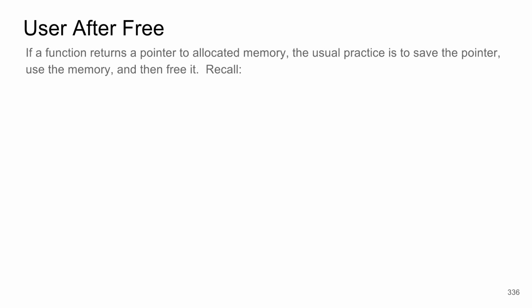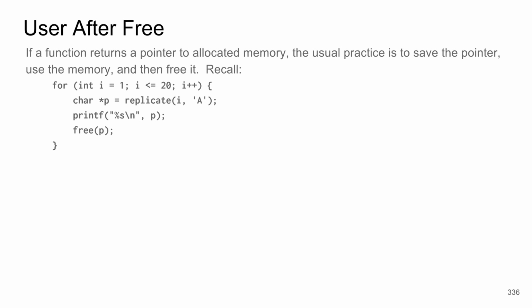So here's another example of an error. That should say use after free, not user after free. If a function returns a pointer to allocated memory, the usual practice is to save the pointer, use the memory, and then free it. So if you remember, this is our loop that we were just looking at.